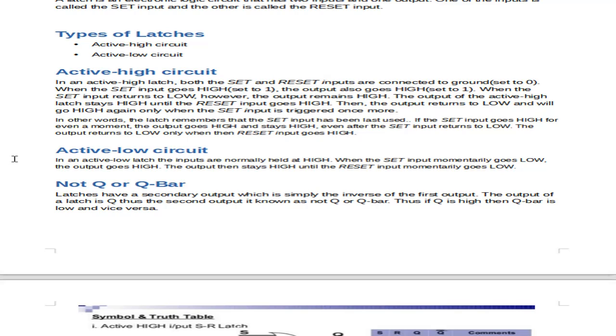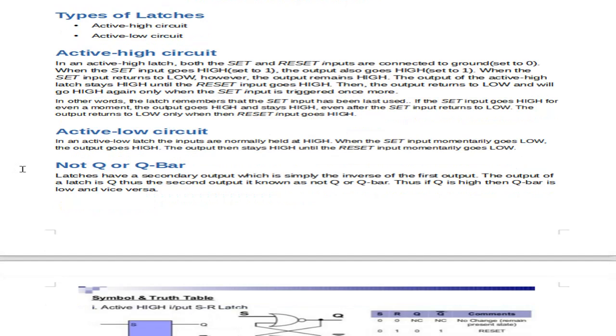Not Q and Q bar. Latches also have a secondary output, which is simply the inverse of the first output. The output of a latch is Q, thus the second output is known as not Q or Q bar. Thus, if Q is high, then Q bar is low and vice versa.